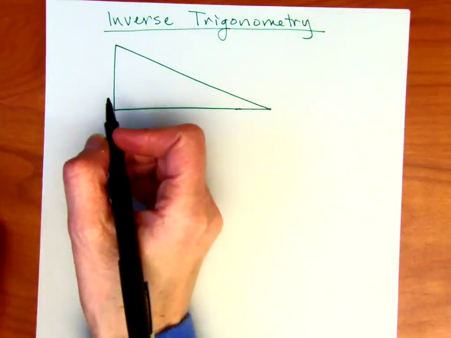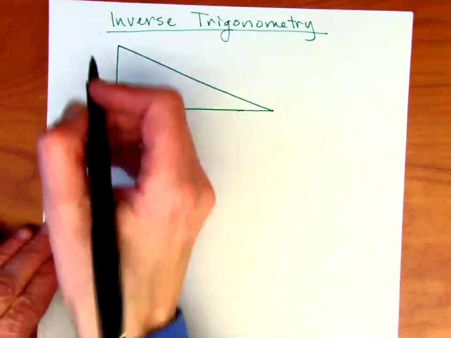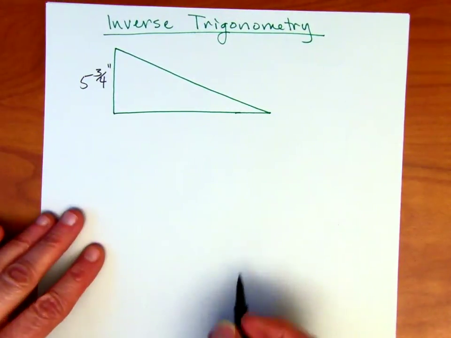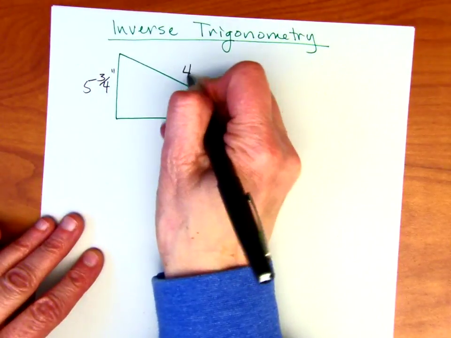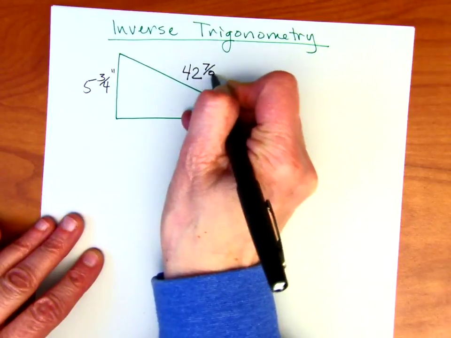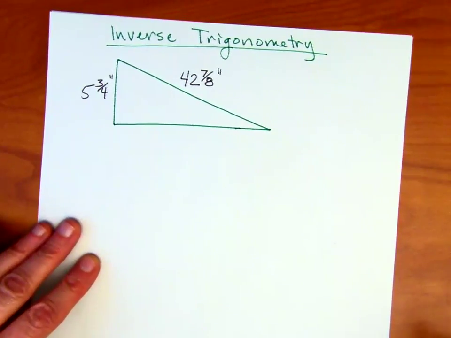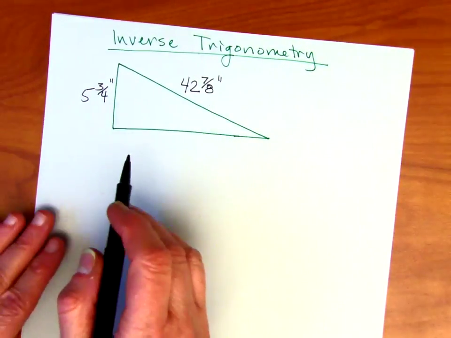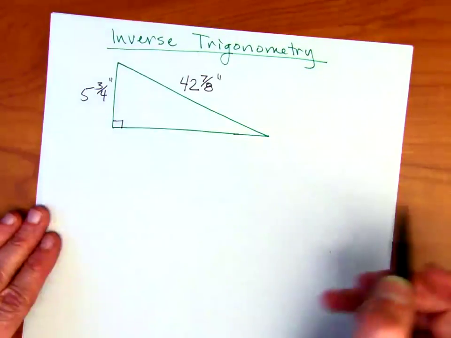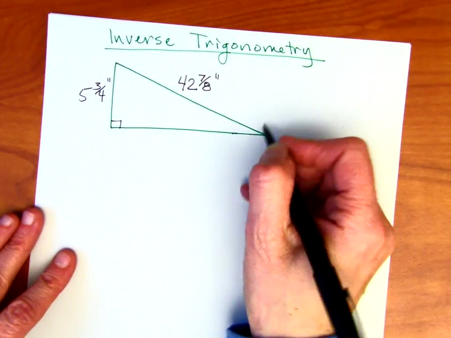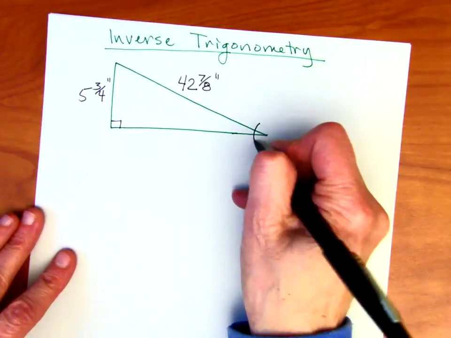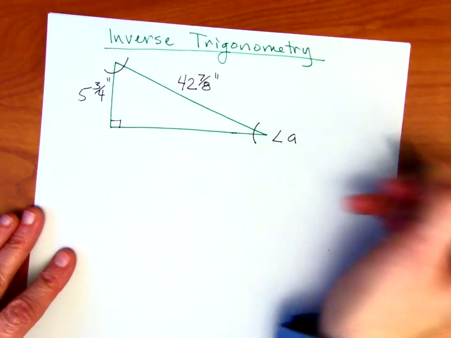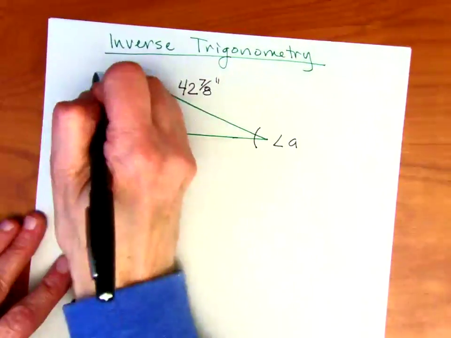I'm going to say that this side over here is 5 3/4 inches, and over here is going to be 42 7/8. And you know, let's look at our triangle with our dimensions given. Notice, of course, this is going to be the 90-degree, and we're going to use inverse trig to figure out these angles, and I'm going to call this one over here angle A, and this one up here angle B.